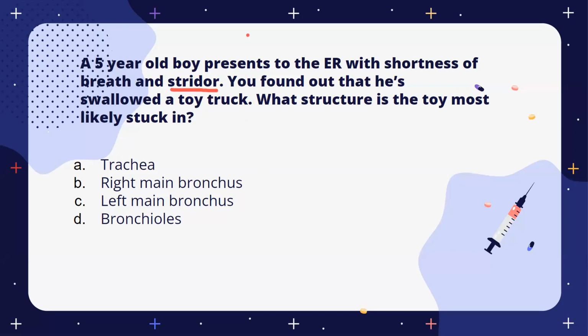Let's look at what you guys are saying. Everybody is saying B. And you are right, the right main bronchus. And why is that? Because the right bronchus is wider. It is more vertical than the left main bronchus. And so everything's more likely to get stuck within. Again, the bronchioles are way too small. There's no way a toy is going to go all the way there. And the trachea is wider, so it is less likely for stuff to get stuck in the trachea. Whereas when the trachea is bifurcating to the right and the left, the right is where objects would get stuck more frequently.